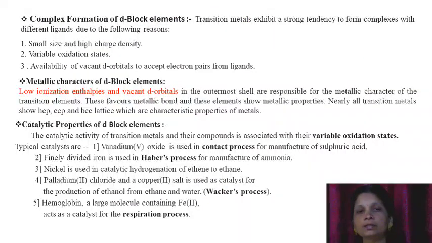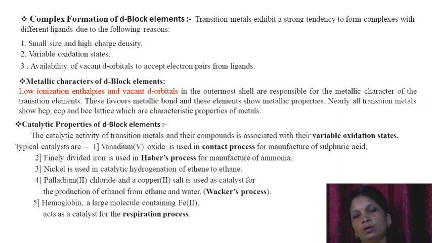Now let us discuss about the next point, that is the complex formation of d block element. Transition metal exhibits strong tendency to form the complex compound with the different ligand due to following reason. The complex formation we can explain in the coordination compound in detail. Here only we are seeing what are the reasons behind the complex formation of d block element. First is the small size and high charge density. Second is variable oxidation state. Third is availability of vacant d orbital to accept the electron pair from the ligands.